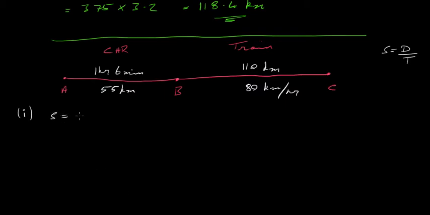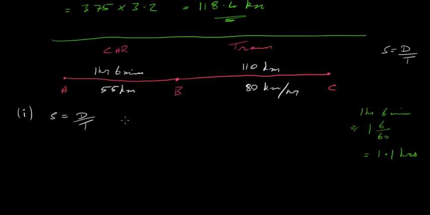So we can see that speed is distance over time, so that's straightforward enough. Now our distance is 55 kilometers, but our time here rather is 1 hour 6 minutes. We need to convert that to hours. So that's going to be 1 hour, and 6/60ths of an hour. So that's just simply 1 1/10, or 1.1 hours. So 1 hour 6 minutes is 1.1 hours.